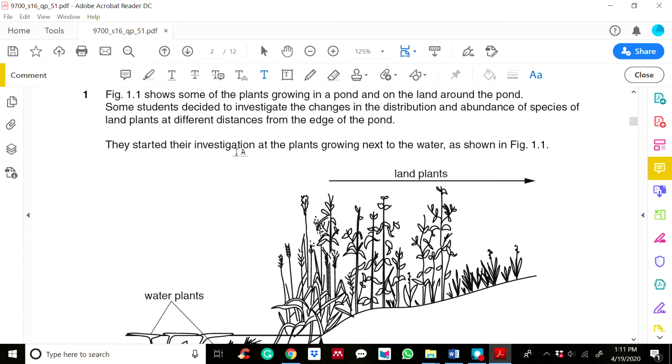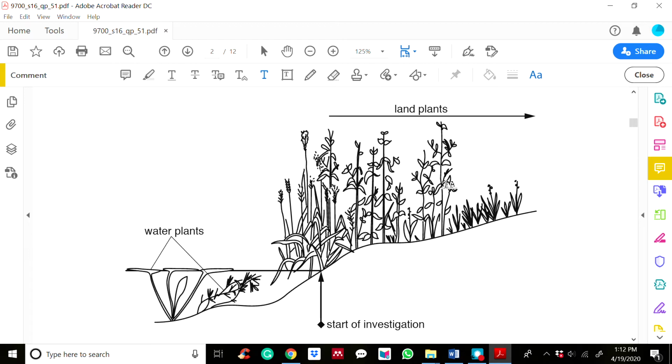Students started their investigations at the plants growing next to the water, as shown in figure 1.1. Plants growing next to the water refer to the land plants. So in this figure, you can see the water plants here in the ponds, and this is the start of the investigations next to the water.